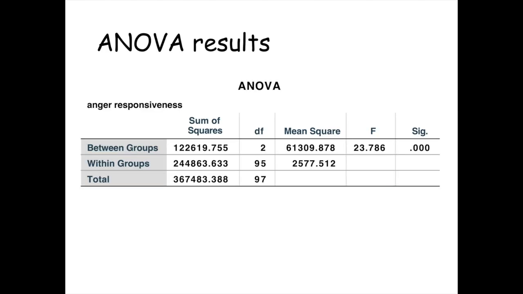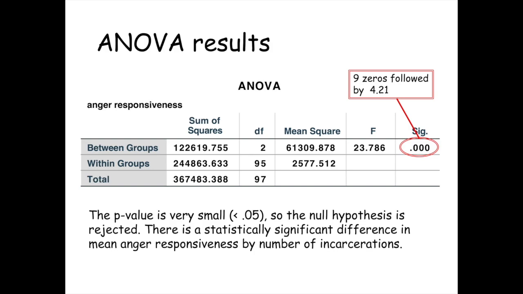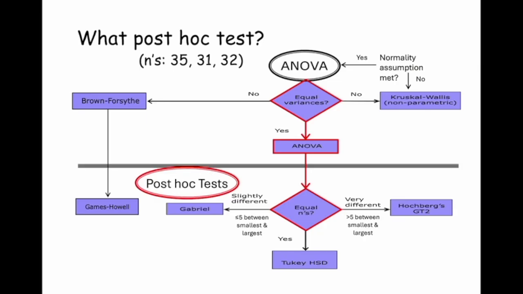Here are her ANOVA results. The null hypothesis is rejected. There is a significant difference in mean anger responsiveness by number of incarcerations. She does a follow-up test to see which groups differ. The sample sizes are slightly different, so she would use the Gabriel test.